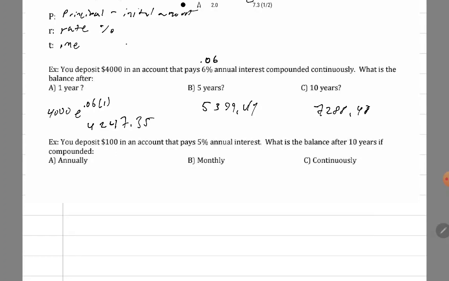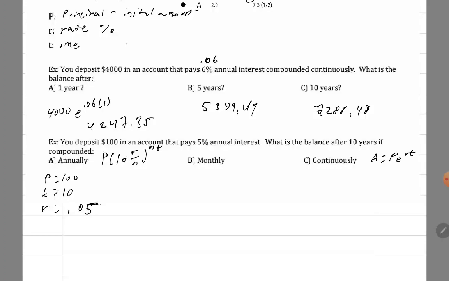So you deposit $100 in an account that pays 5% annual interest. What is the balance after 10 years? Compounding annually. So remember, wait a minute. Oh, okay. This time they want you to use these formulas. P times 1 plus r over n to the nt. Ditto with part B. Part C, they want you to use PERT. So P equals 100, t is 10, and that's going to be for all of these. Our rate is also going to be 0.05 for all of these.